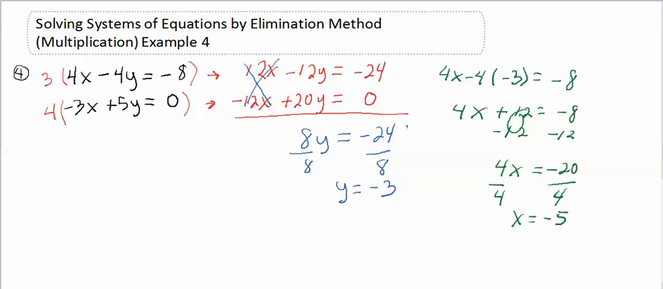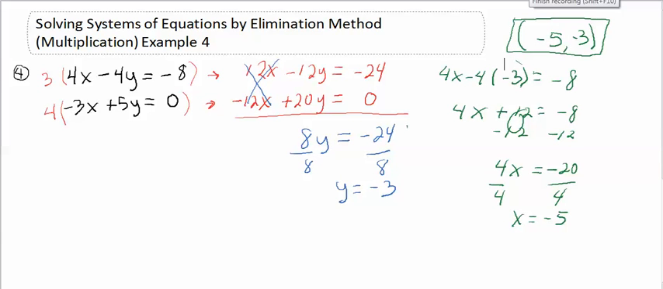Okay, and so my ordered pair, which I didn't write in the last example, but I should write my ordered pair as my final, it is negative 5 and negative 3. And that is my answer to the solution of the system of equations there. Okay, and you can check it by plugging them in if you like to make sure that we got the right answer.